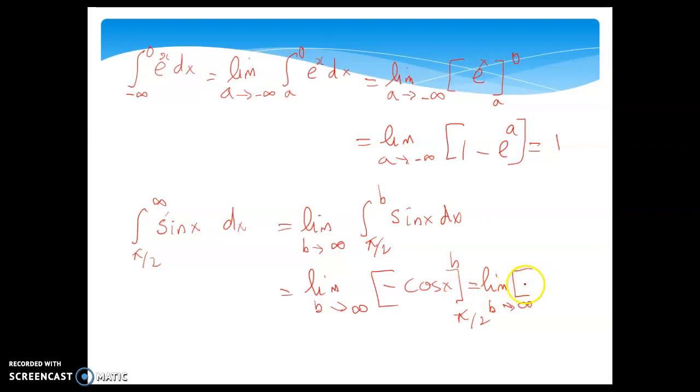So that would be equal to negative cosine b, because cosine pi over 2 is equal to 0. So then when we take the limit of that, the limit does not exist, because the cosine function is going to change between positive and negative 1, and it will never go to a certain number.